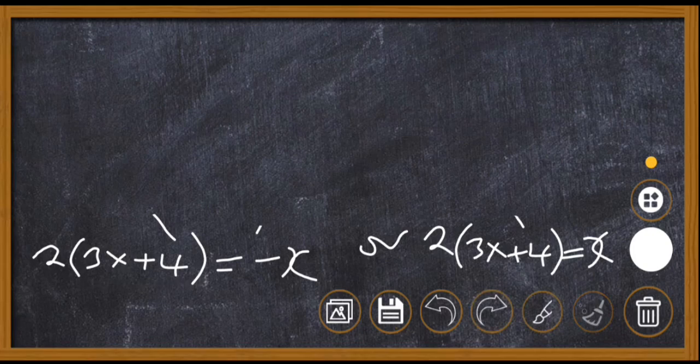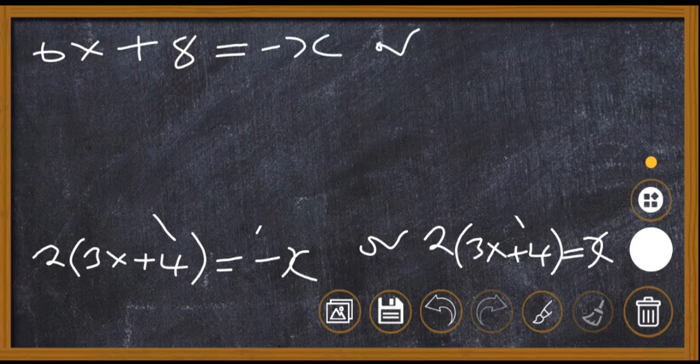So we're going to have 2 multiplied by 3x, which is 6x, plus 2 multiplied by 4, which is 8, equals what we have here, which is negative x. Or 2 multiplied by 3, of course it's the same thing. On the left side we have positive 6x, and then 2 multiplied by 4, we have positive 8. Of course this is equal to positive x. So let's go ahead and finish it up.